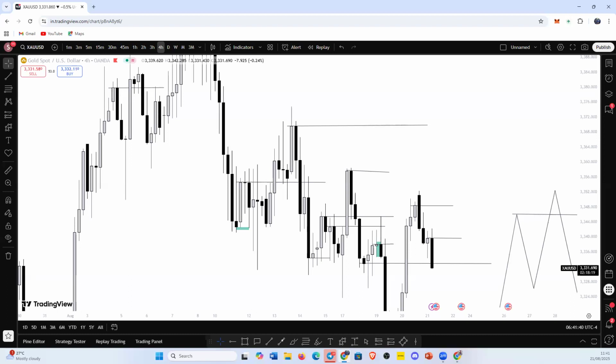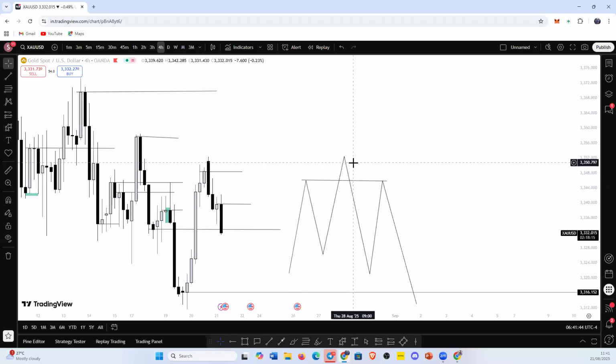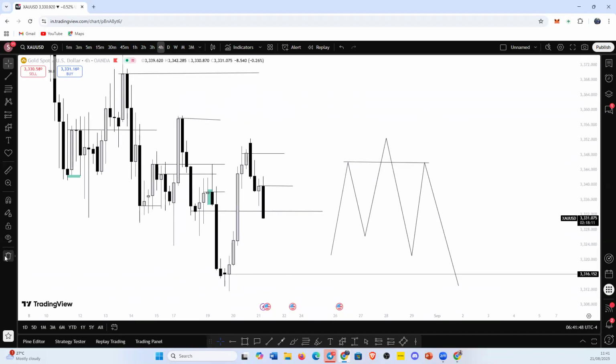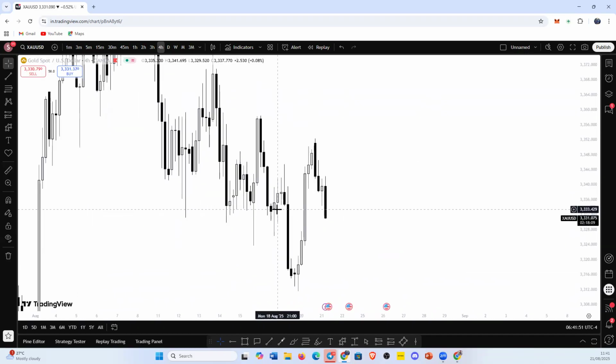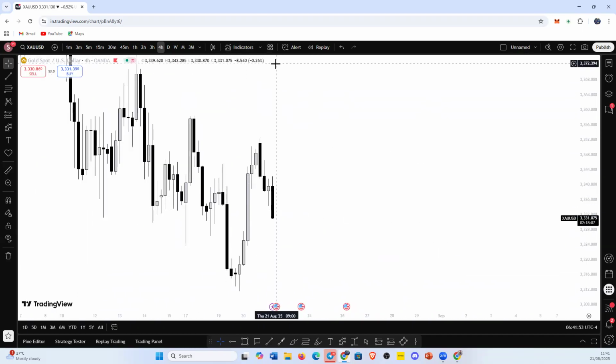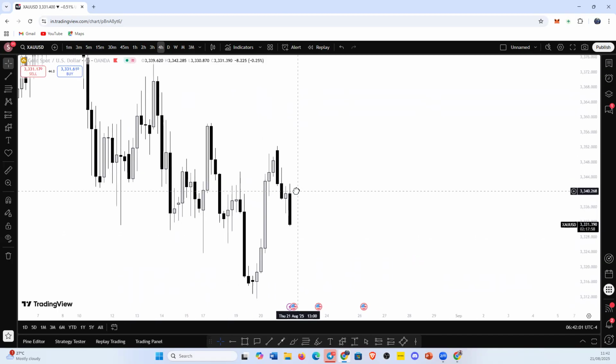So after HNS, we talked about open and close. But open and close, let me remove all this drawing. You can only use your open and close during a continuation trend. When you're looking to continue a trend, that's when you can use your open and close.